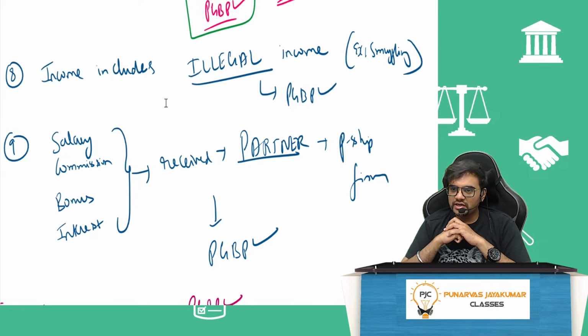Why? Because as a partner of a partnership firm, you will not get salary. Even though it is named as salary, it is for the risk that you are undertaking in the business. So for such people, what do you think? PGBP will come. So salary, commission, bonus, interest received by a partner of a partnership firm is taxable in the hands of the partner as PGBP.